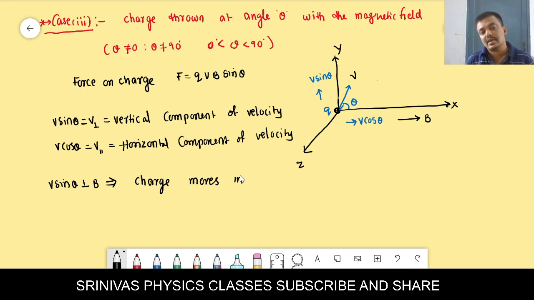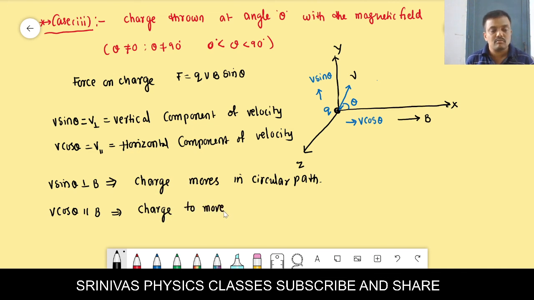Charge moves in a circular path due to this component. Is it right? And V cos theta is the component that is parallel to the magnetic field. V cos theta is on the right side, the field is also on the right side. The force on the charge will become 0 when the velocity is parallel to the magnetic field. That is the first case. Velocity parallel to the magnetic field means force 0. Force 0 means the charge continues in the same direction.